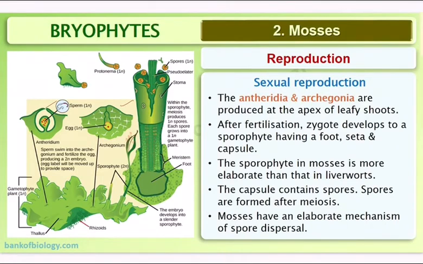And for sexual reproduction in mosses, it is basically antheridia and archegonia. They are produced at the apex of leaf shoots, as you are seeing here. It is the apex top, and after fertilization, the zygote develops into a sporophyte. You can see the presence of sporophyte having a foot, seta, and capsule.